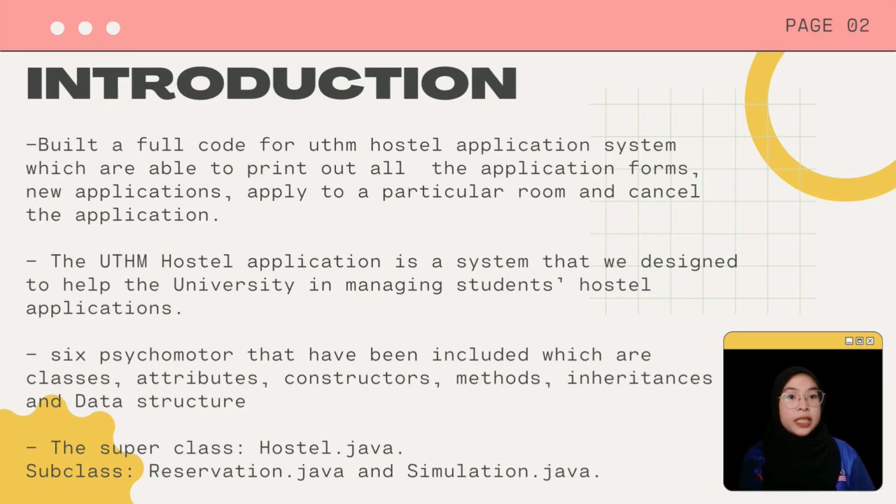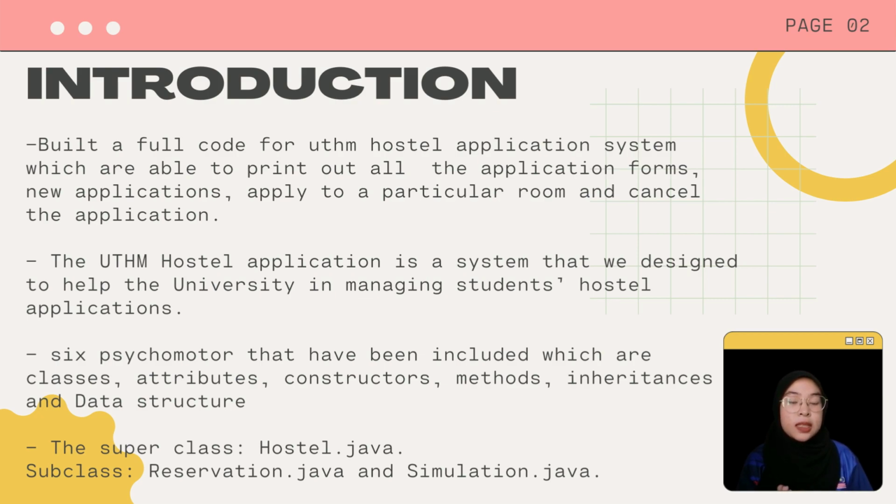So for the introduction, we have input a full code for the UTHM Hostel application system, which is able to print out all the application forms, new applications, apply to a particular room, and cancel the application. The UTHM Hostel application is a system that we designed to help the university in managing students' hostel applications.